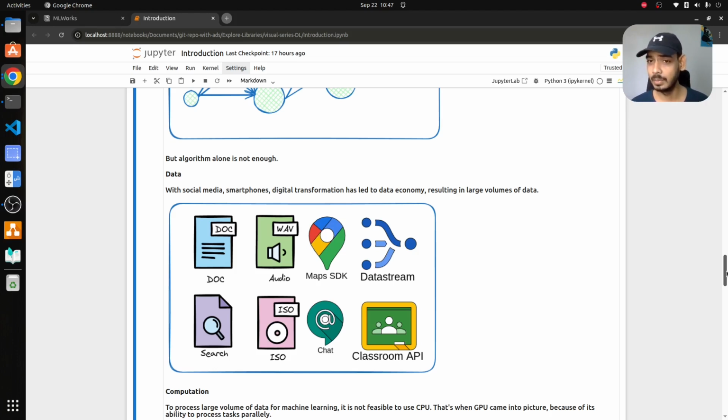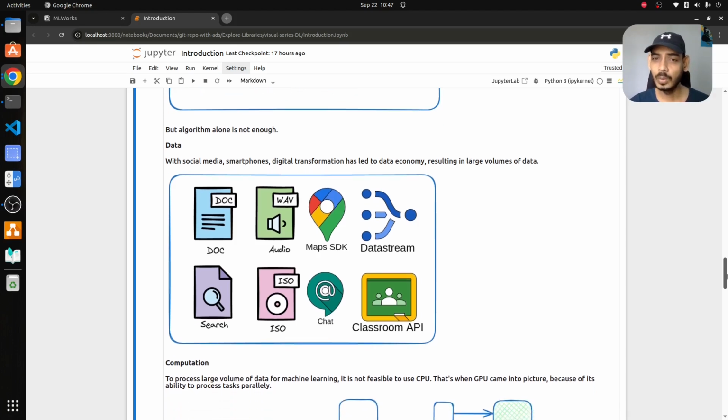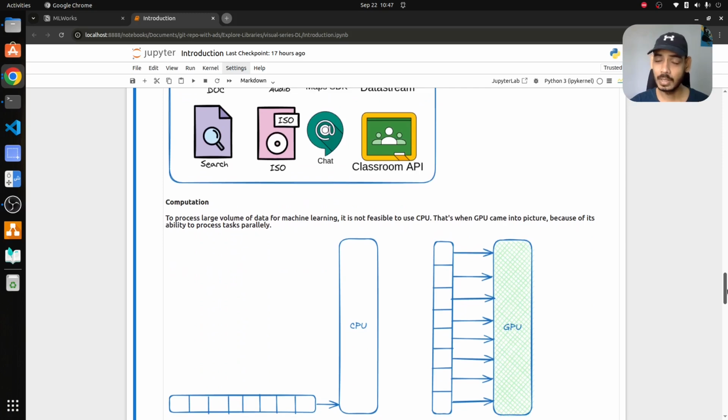That's where we have deep learning models that come into picture. But along with the data, we also have something called computation. We cannot process this large volume of data with the help of CPU alone. That's why GPU comes into picture, which processes these large volumes of data in parallel and ensures that we are able to identify the insights in quick time.